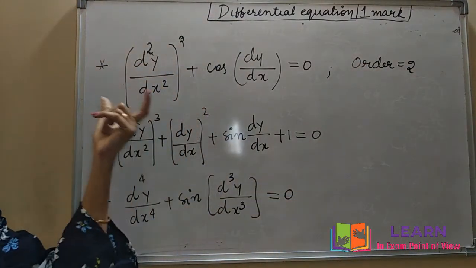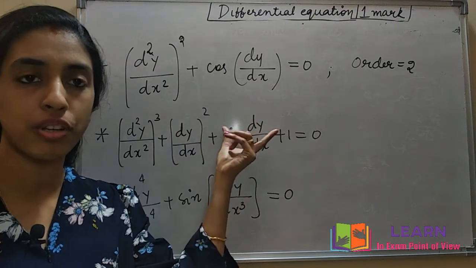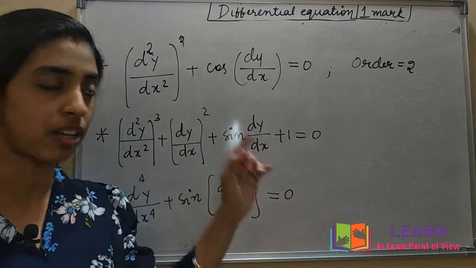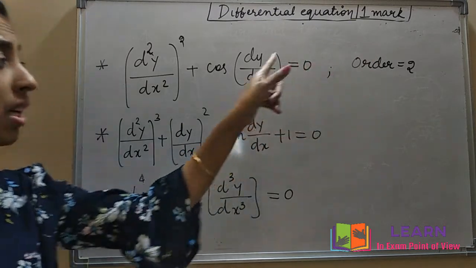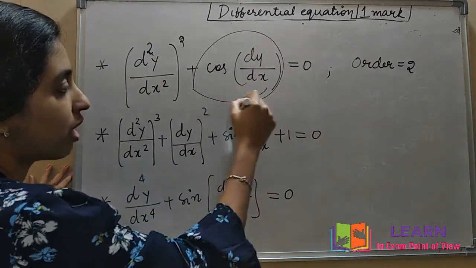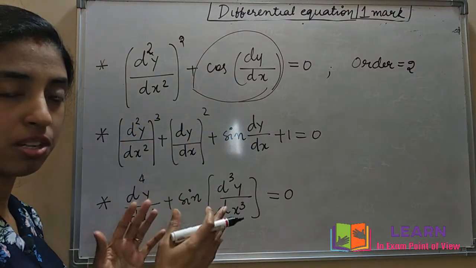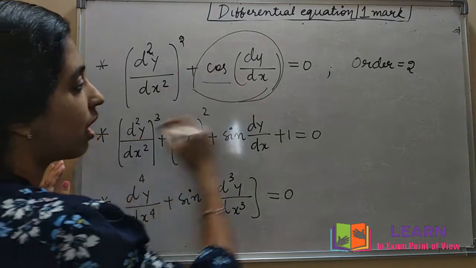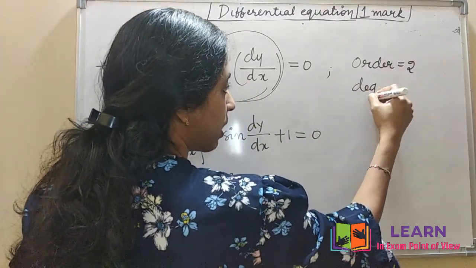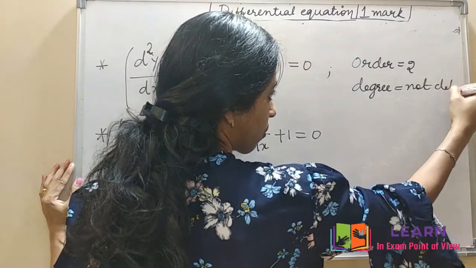Okay. And we have to check whether the function is a polynomial. If it is not a polynomial, its degree is not defined. Order you can write, no problem. Here there is a cos of function. If we see sine of, cos of, tan of, any trigonometric ratio functions, its degree will not be defined. So you have to write degree is not defined. Okay.